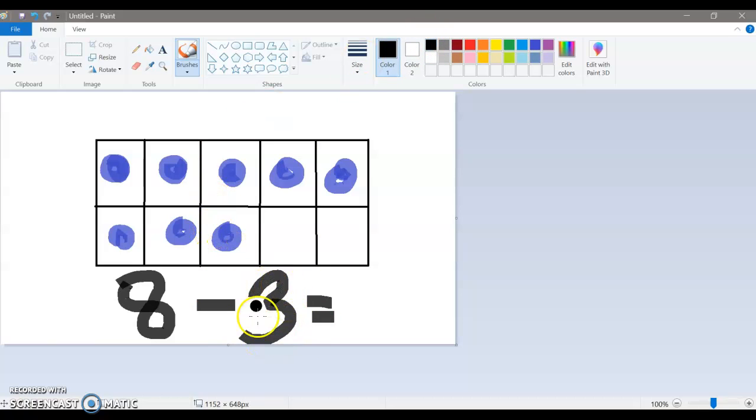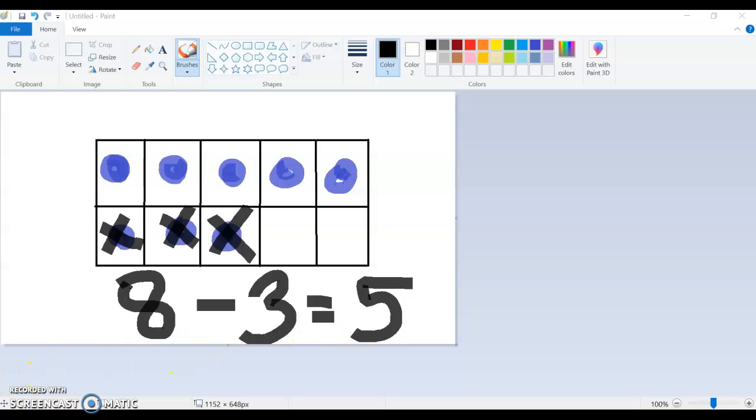And our second number is how many circles we're going to cross out. So we are going to cross out 3 circles. 1, 2, 3. How many are left? Let's count. 1, 2, 3, 4, 5. 8 minus 3 is 5.